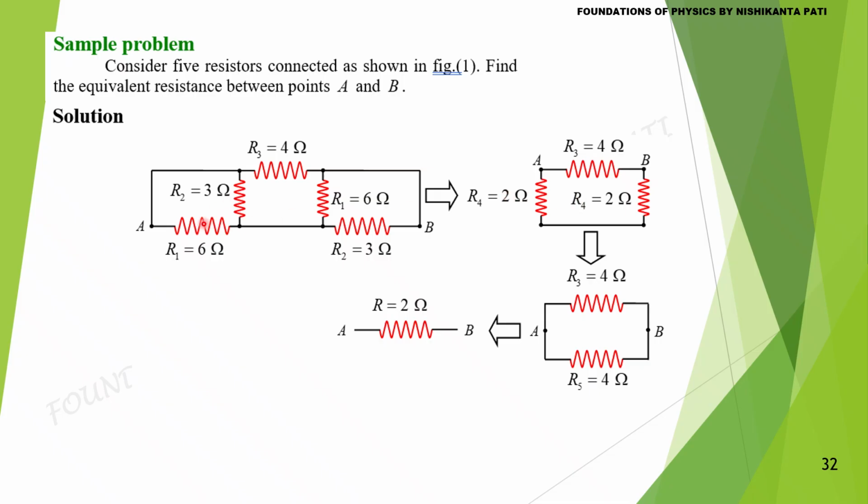These two are parallel. It is now 2 ohm. These two are parallel. It is also 2 ohm. Between A and B, these two are in series. It is now 4 ohm. This is 4 ohm, this 4 ohm, they are in parallel. So the effective resistance is now 2 ohm.